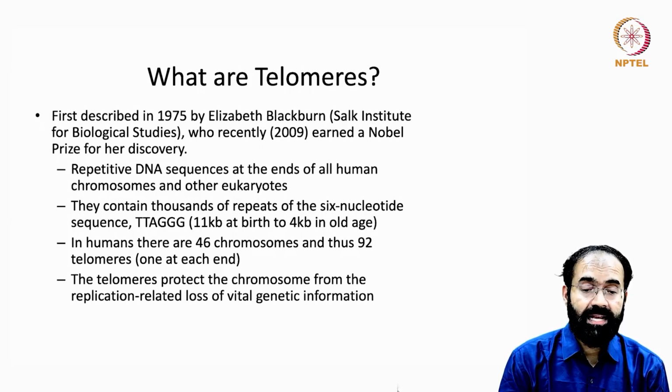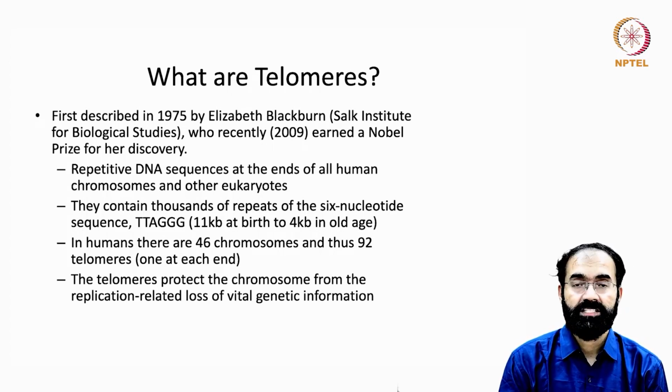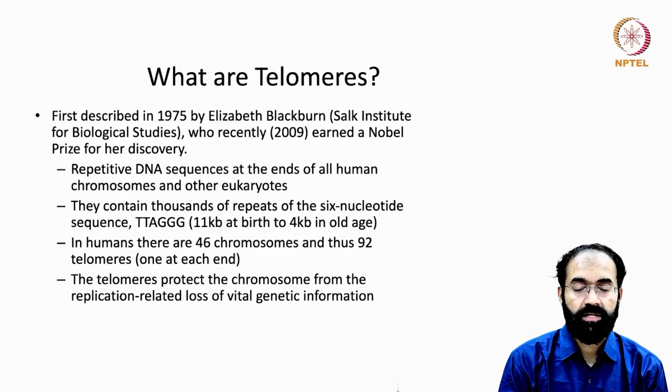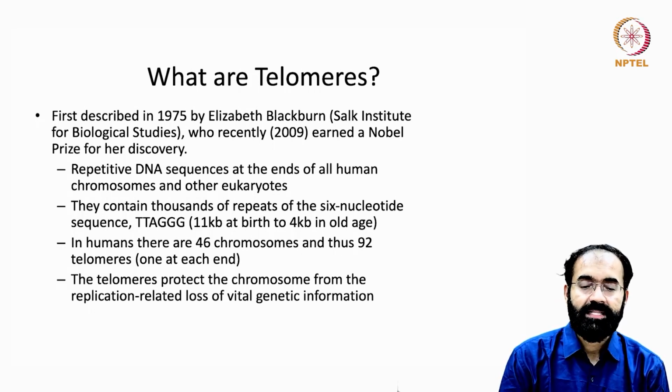It is 11 kb at birth to 4 kb in old age. 11,000 bases are there at the time of your birth, and as you grow old it becomes around 4 kb in length. In humans there are 46 chromosomes and 92 telomeres, 46 into 2, one at each end. So the telomeres protect the chromosome from the replication related loss of vital genetic information.